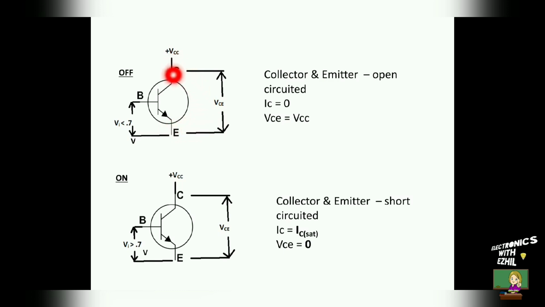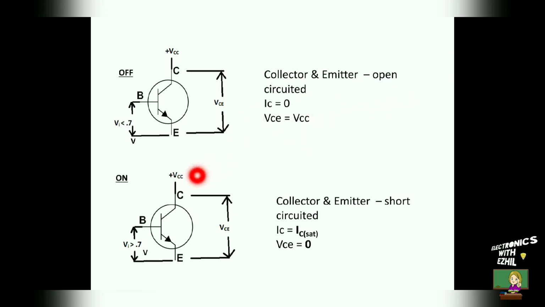So, no current will be flowing through the collector terminal. So, IC equal to 0. The voltage across the collector to emitter terminal VCE equal to VCC. Since the collector and the emitter terminals are open circuited, the entire power supply voltage will appear across the output terminal. Let me summarize this. When a transistor is at off state, the collector and the emitter terminals are open circuited. The collector current is equal to 0. The collector to emitter voltage is equal to VCC.